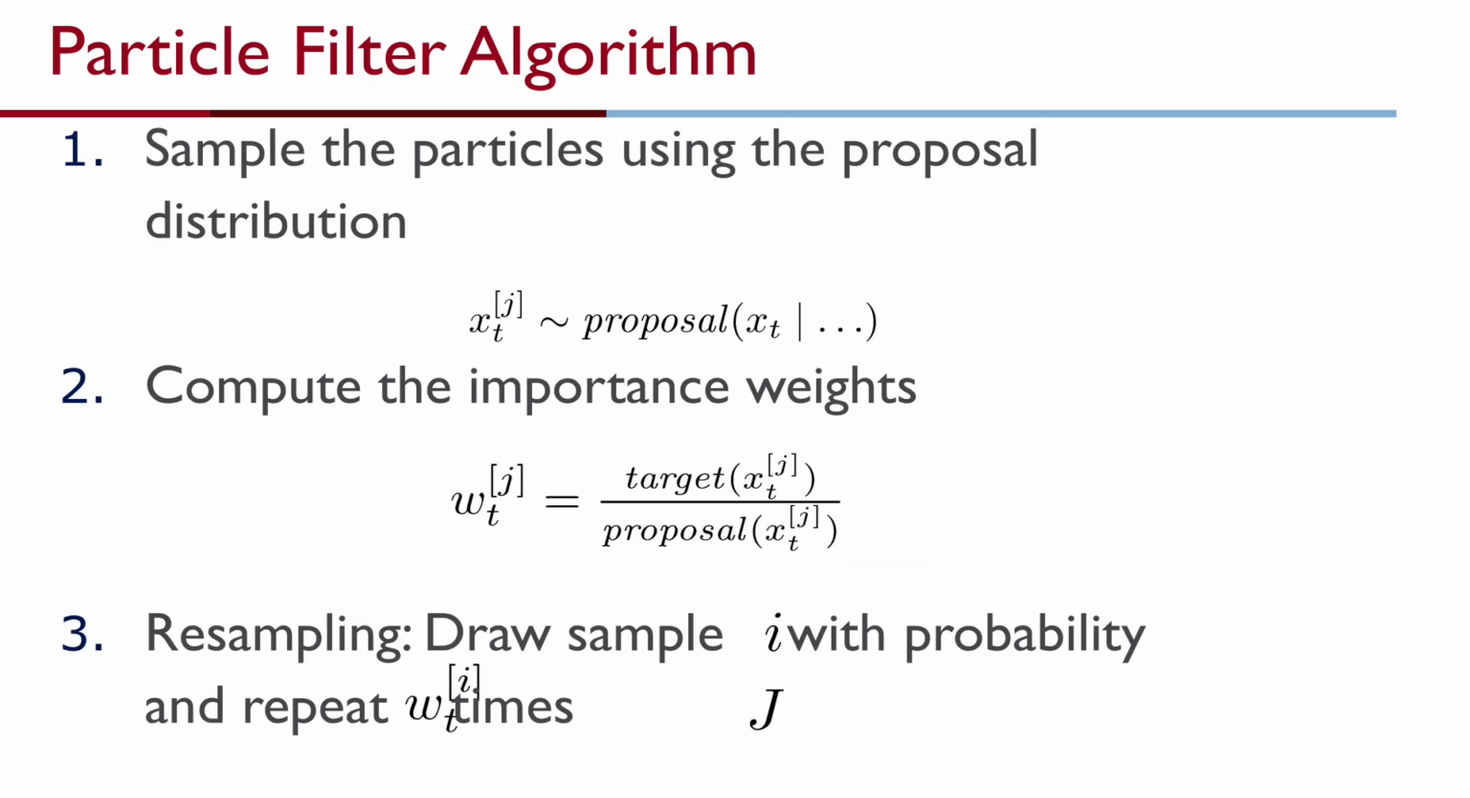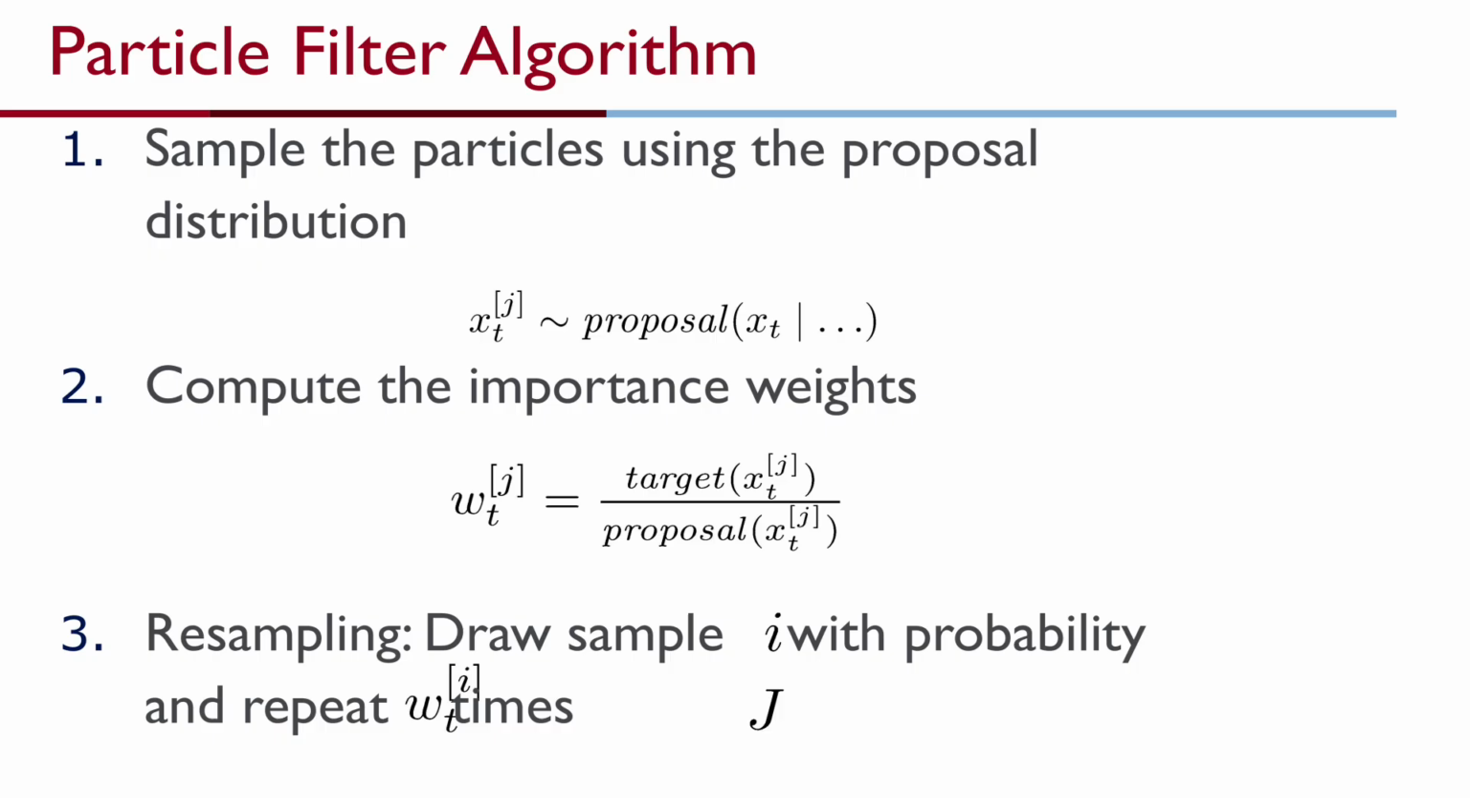The particle filter algorithm consists of three main steps. First, we sample new particles from the proposal distribution. This is the distribution we choose as system designers, and it allows us to generate samples efficiently, often using a Gaussian centered around the predicted motion.